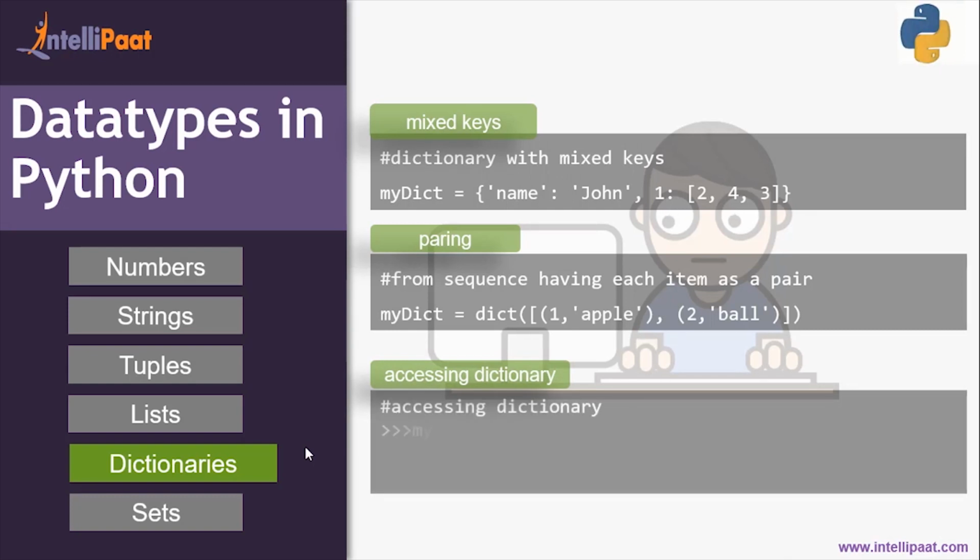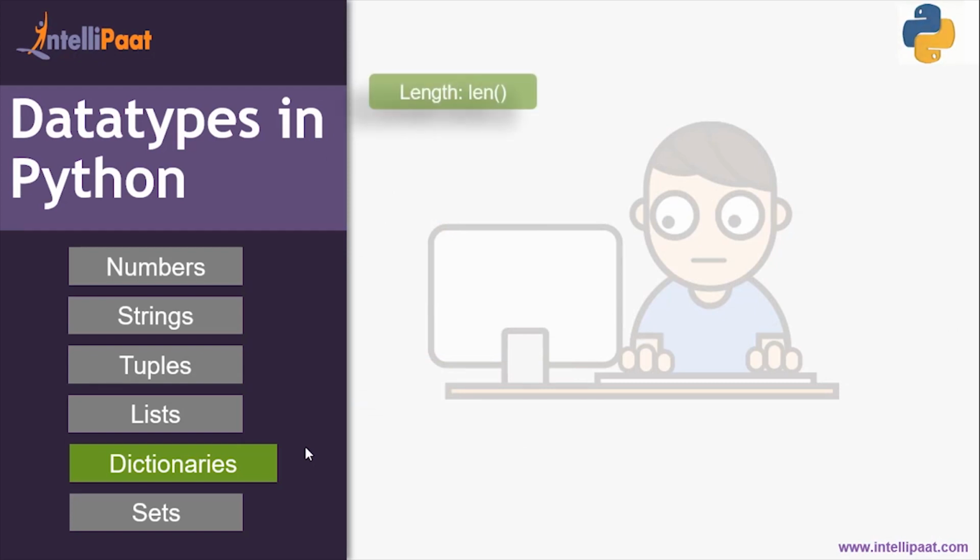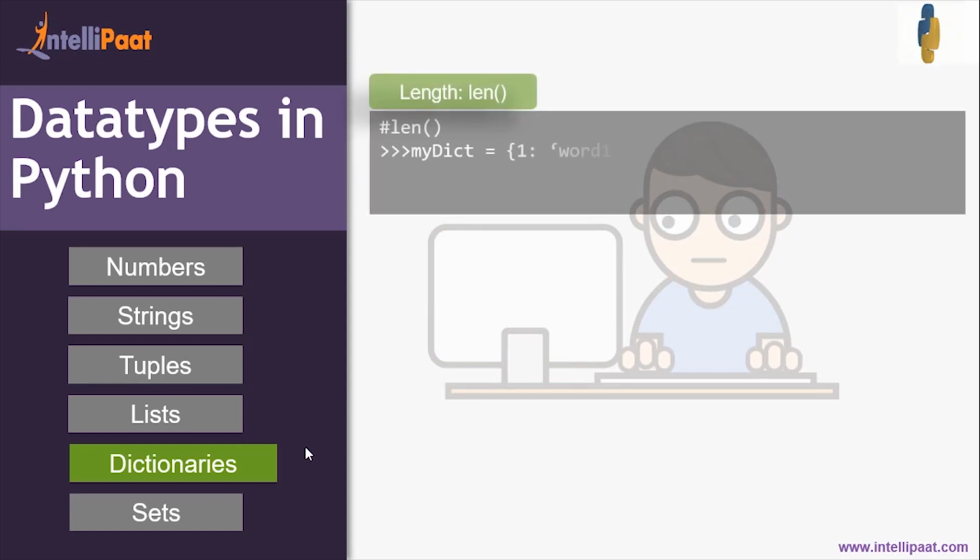Next is accessing a dictionary. So what if I want to access a dictionary? I can directly access using the key. For example, the word 1 is associated with key 1 and word 2 is associated with key 2. So if I want to access word 1, I can directly write my dictionary of 1 and it will give me output as word 1. Fine. Let's move ahead. Now what if I want to find the length of the dictionary? Then I can directly do it using the len function. Len of my dictionary is giving me the output as 2. Why? Since it consists of two elements, word 1 and word 2.